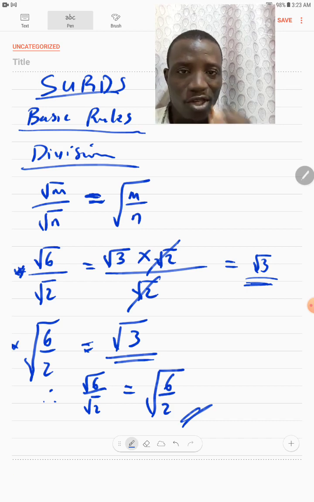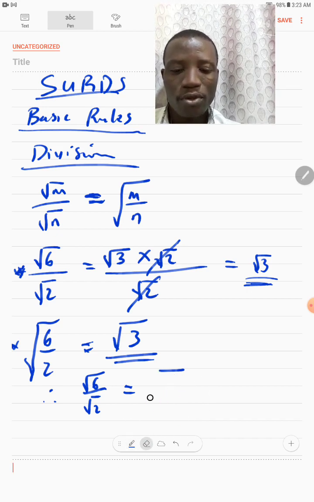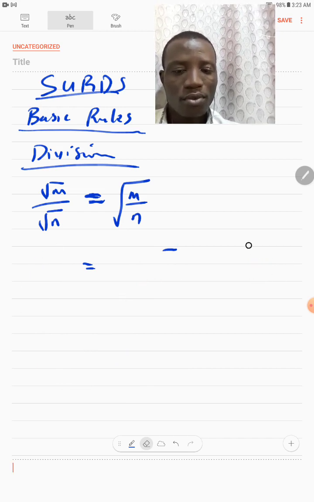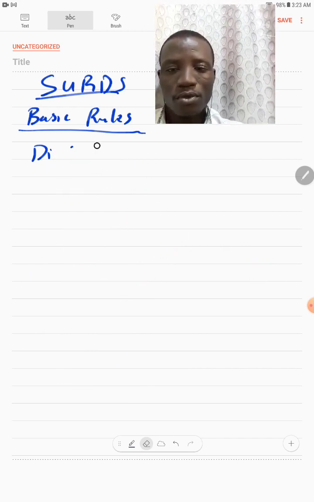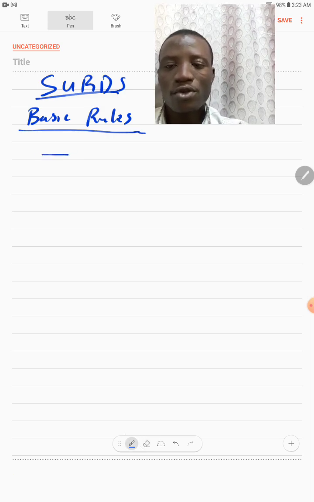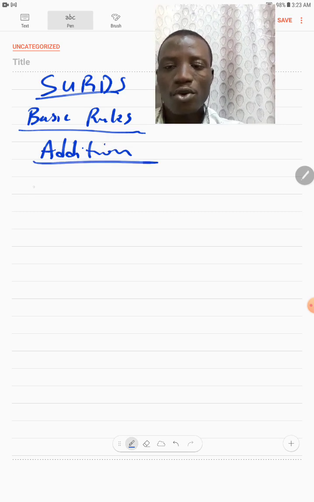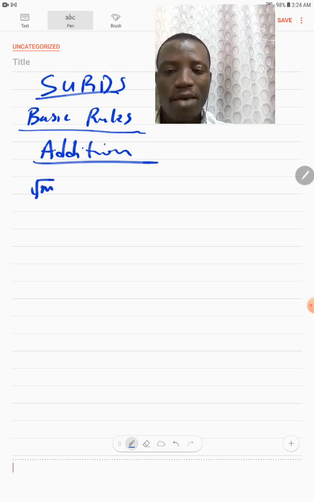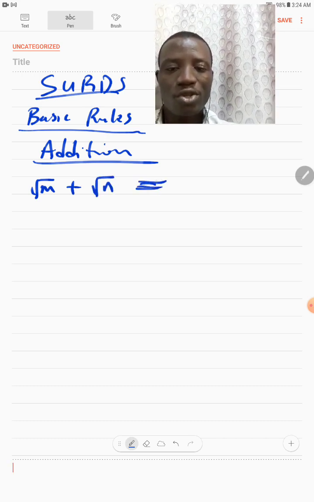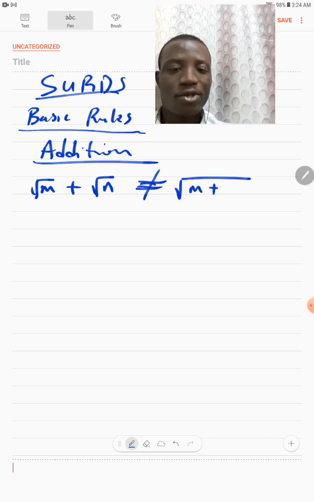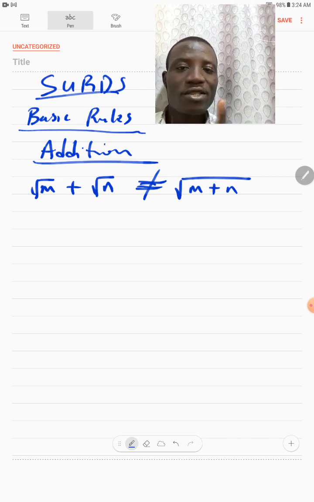So, just basic. Let's move to addition. When we say root m plus root n, in SURDS you must note that this is not equal to root of m plus n. Yes, this is not equal to root of m plus n.